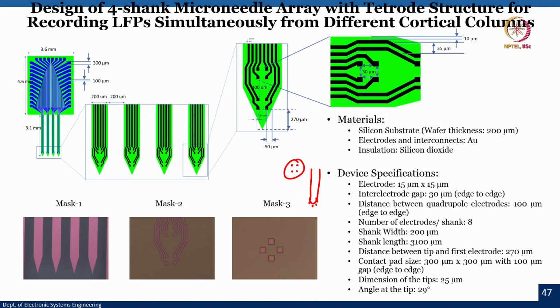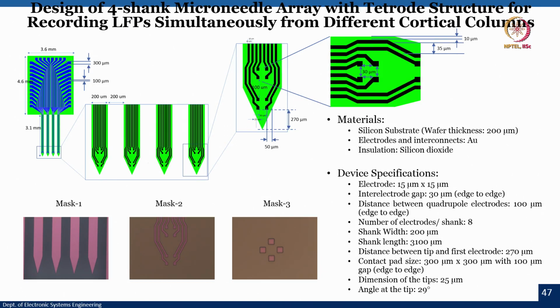These are called tetrodes because they are 4 in number, and we can have 2 different tetrodes on the planar structure. In this case you can see a device with 4 shanks, and each shank has 2 tetrodes, tetrode 1 and tetrode 2. So we have a total of 8 tetrodes.